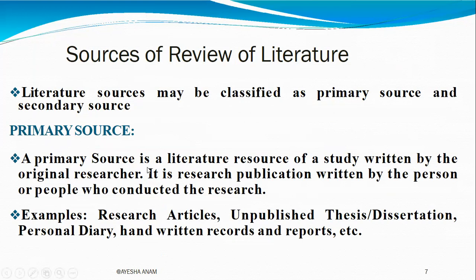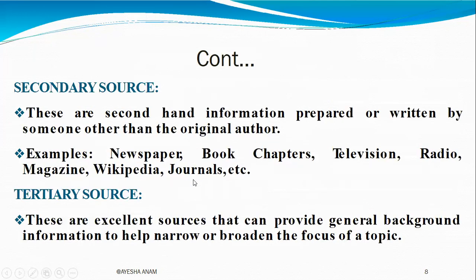Primary sources of literature review are written by the original researcher. It is a research publication written by the person or people who conducted the research. For example, research articles, unpublished theses, dissertations, personal diary, and handwritten records and reports are the primary sources of literature review.